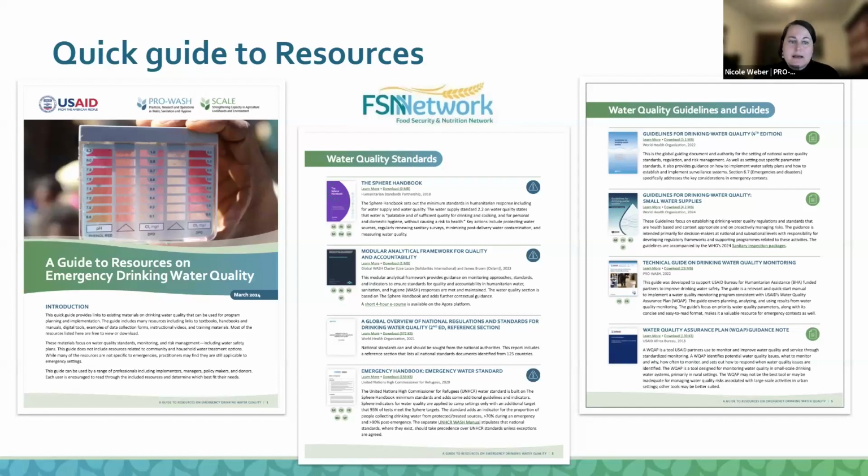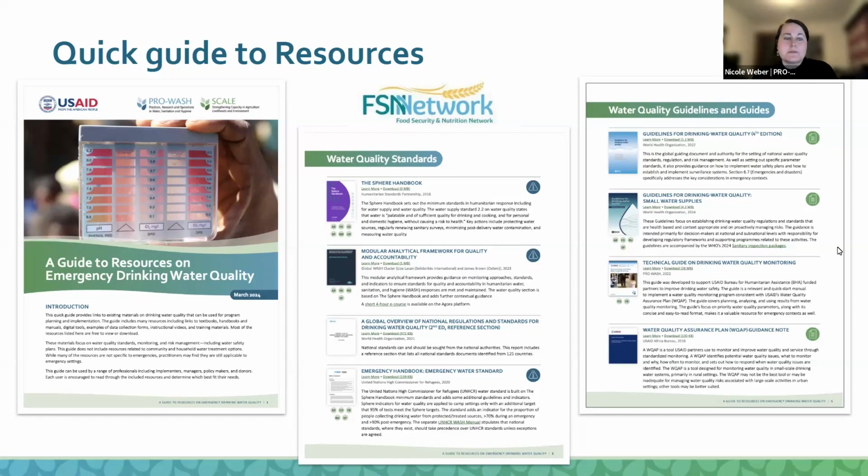And so just highlighting this guide today to be a resource for you that has links to many of the resources that Matt referred to, as well as others that you might use in your work or might be interested in using. And I think my colleague will drop the link to the guide that's available in both English and French in the box. Next slide.